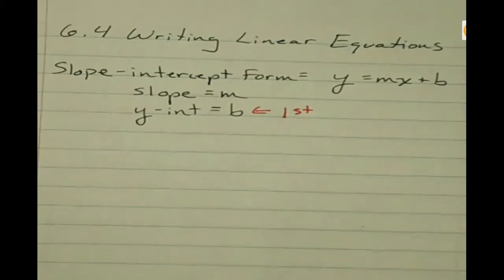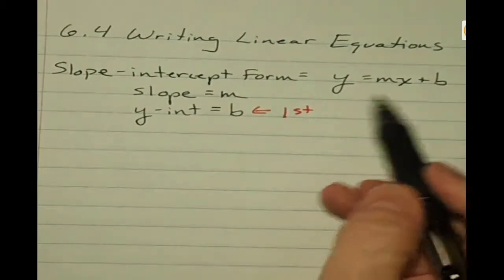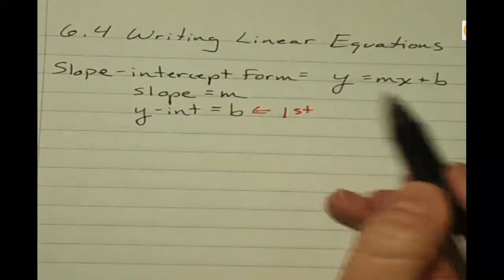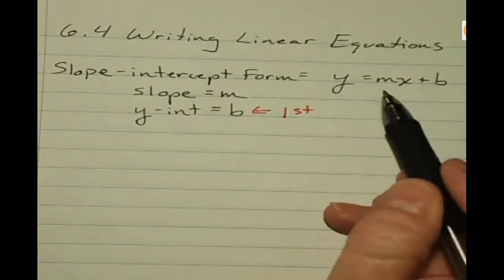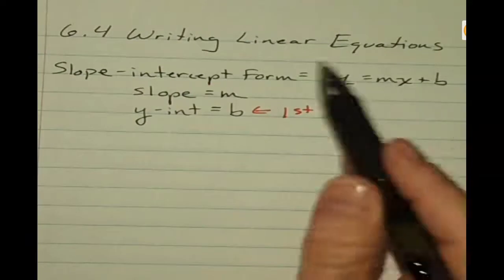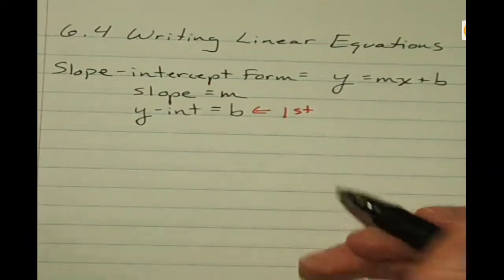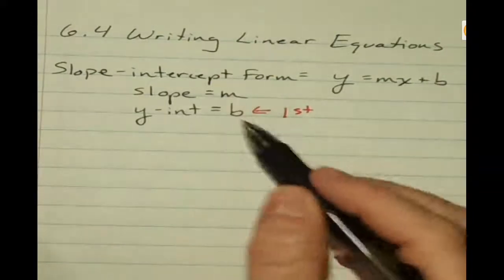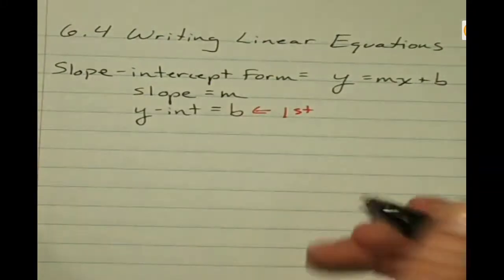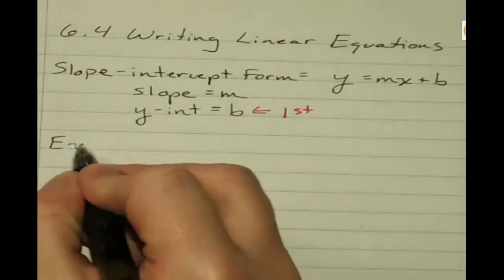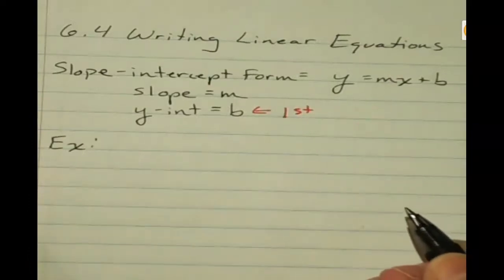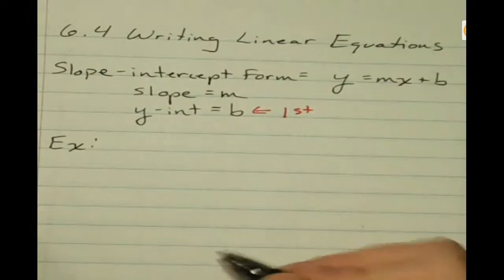Today, again, like I said, yesterday you learned about this and how to graph from this, how to read it. What is the slope? What's the y-intercept? How to graph from this. But today we're going to do the opposite. I'm going to give you these kinds of things and you've got to write the equation. So it's not that bad. So we're going to start with an example. And we're going to start slow.